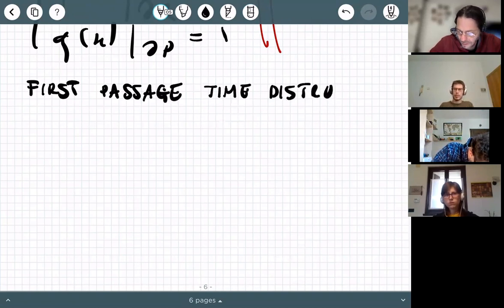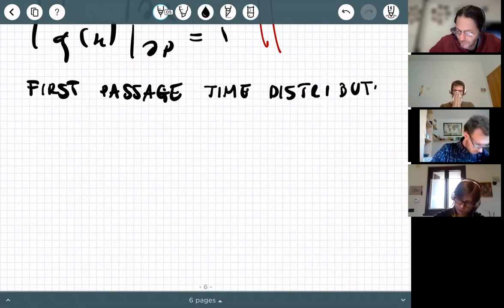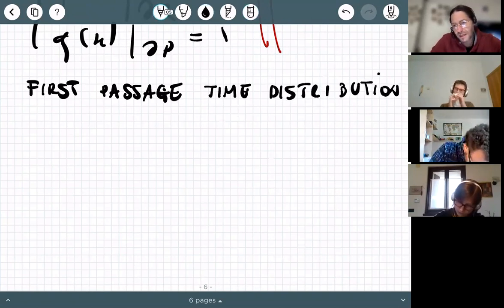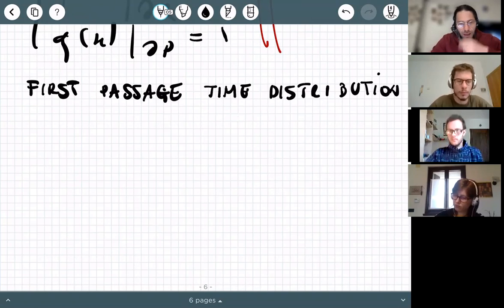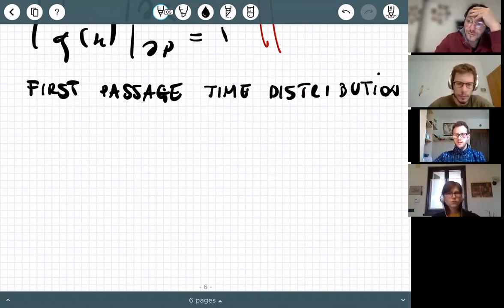So in order to prove that result, we need some additional theoretical concepts. So we don't go straight into the proof. We introduce some mathematical objects, and then we use them to do the proof. Okay. And the idea is the distribution of first times.